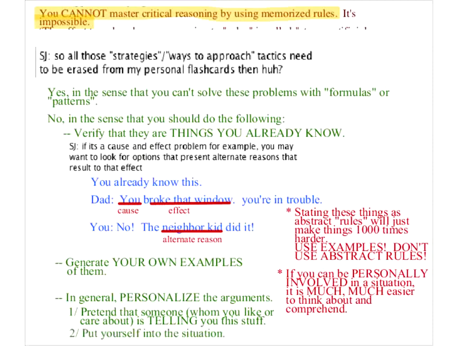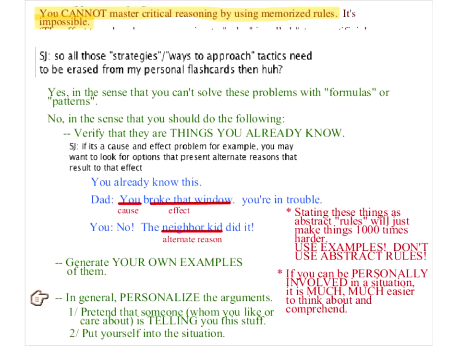This may not be super easy to do here, but becoming involved in the situation is what makes these things easier to think about. And the problem with memorizing rules, apart from the fact that it's impossible in the first place, is that it directly prevents you from doing this.